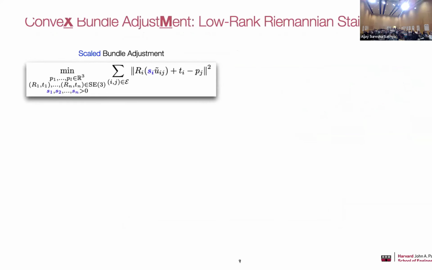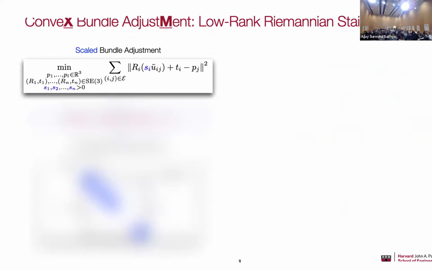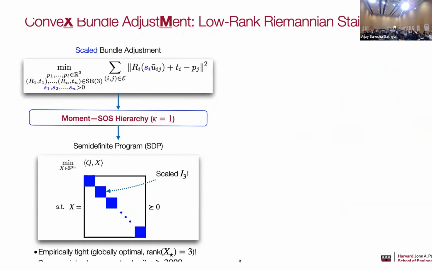So then you do some mathematical massage, and then you can use the moment SOS relaxation, in this case just the first order, kappa equal to 1. You get a semidefinite program that looks like this, where the decision variable X here is a symmetric matrix satisfying the constraint that the diagonal blocks have to be scaled identity matrices. If you formulate this problem and solve it, you get a very nice empirical observation that this relaxation is empirically tight, in the sense that you can certify the rank of the optimal solution matrix is equal to 3, and therefore you close the lower bound and upper bound.